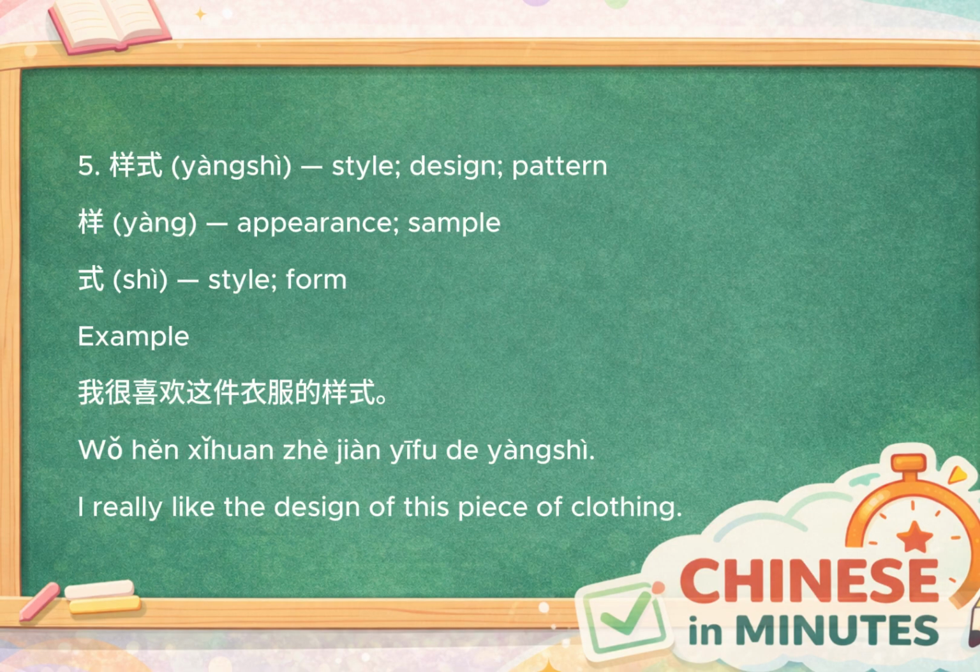The fifth word is 样式, which means style, design, or appearance. 样 refers to a sample or appearance, and 式 tells us it's talking about a particular style. You'll often hear this word when discussing clothing, furniture, decorations, or product designs. For example, 我很喜欢这件衣服的样式 means I really like the design of this piece of clothing.